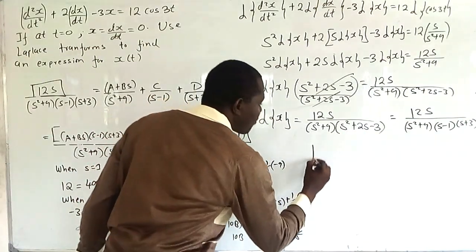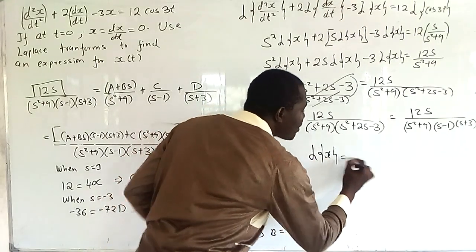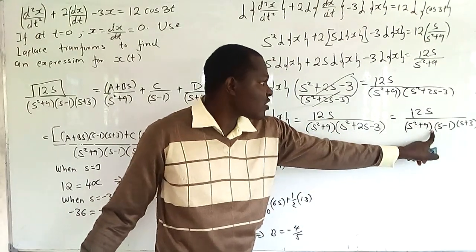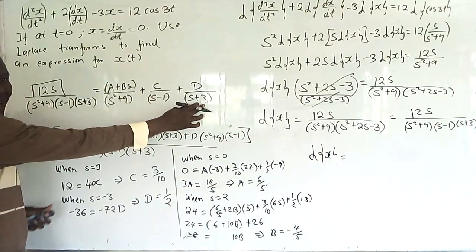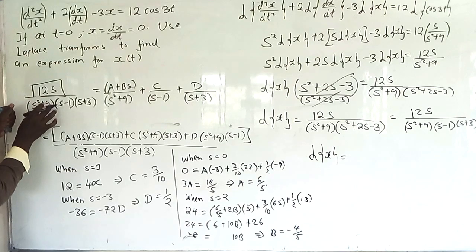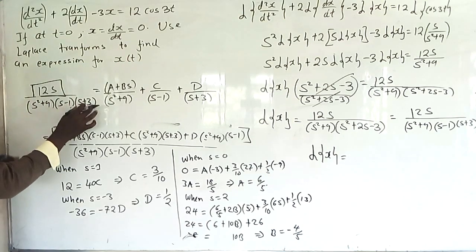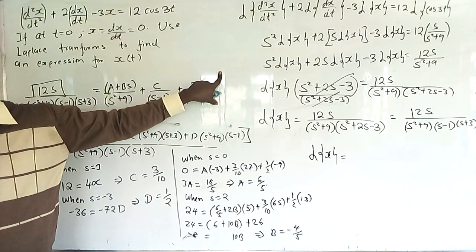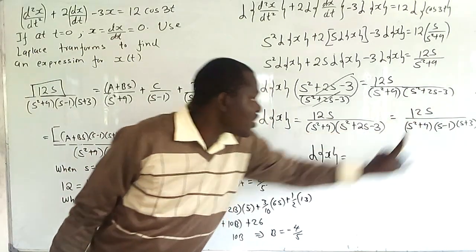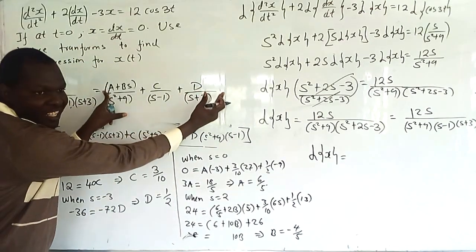So the Laplace of x is now what? The Laplace of x is 12 over this. But 12s over this is what we factorized here. See there? Are we together? 12s over (s squared plus 9) into (s minus 1) into (s plus 3). We've resolved it to partial fractions, meaning Laplace of x, which was the same as this, is the same as this, isn't it?